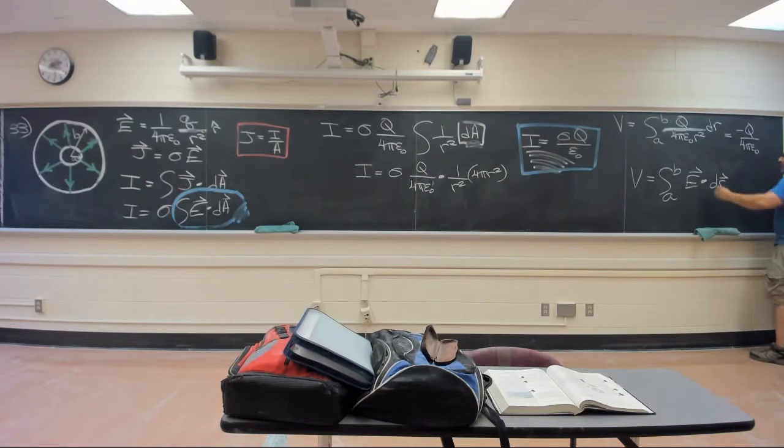That's not a big deal. You're integrating 1 over r squared, and that's where you get the negative over r. It's negative 1 over r. So negative Q over 4 pi epsilon naught over r, evaluated between A and B. So you got that. Okay, sounds good to me.